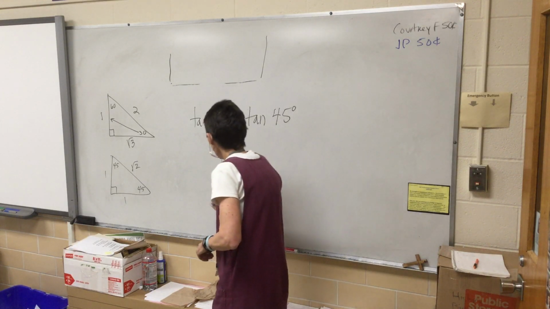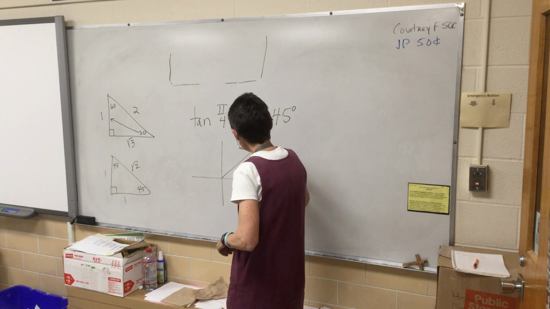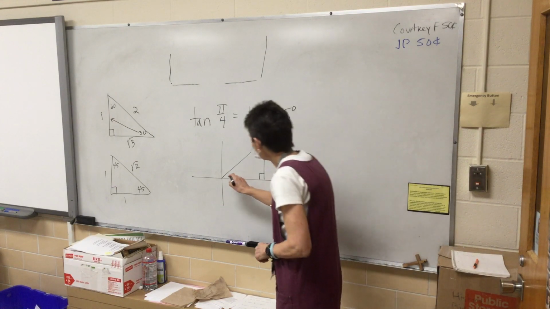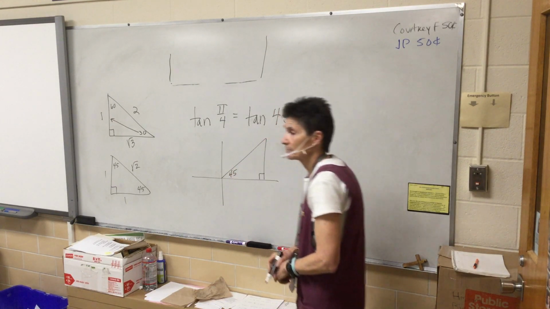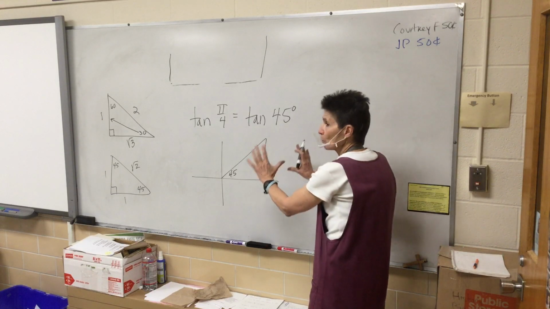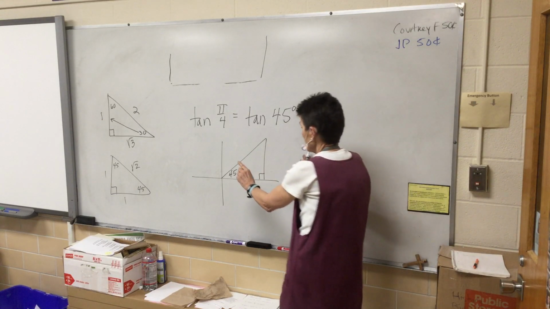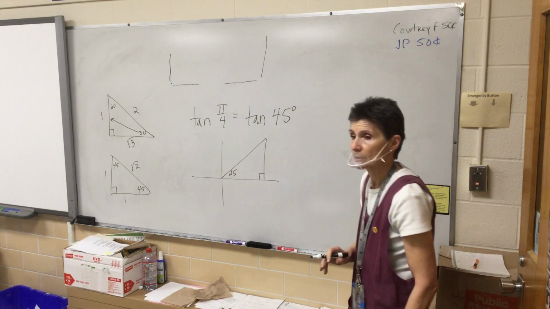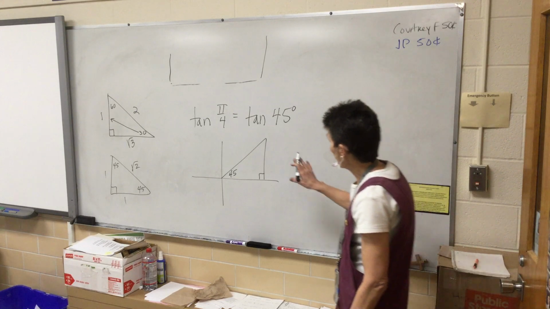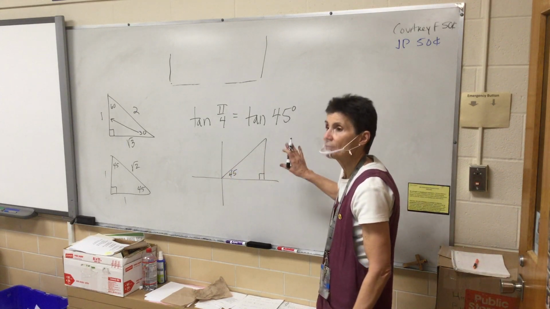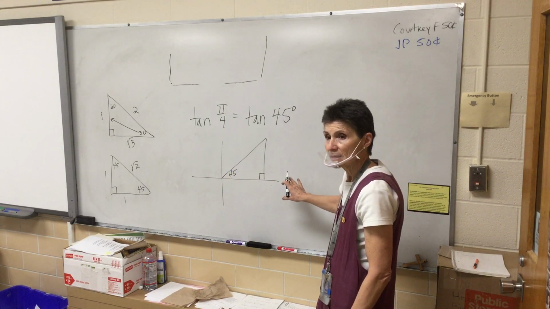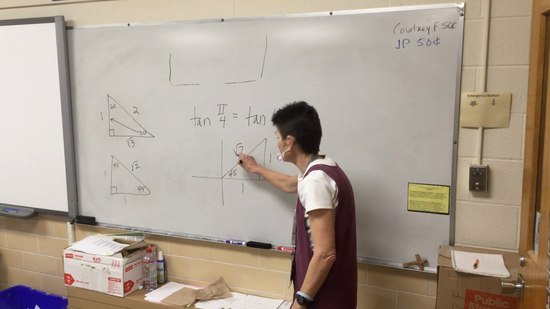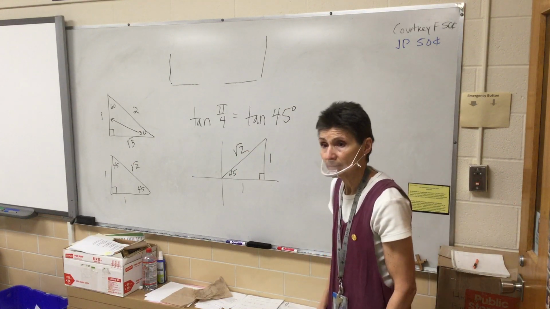Now, let's draw our picture. Same picture every time. My angle here is 45. So I'm drawing a right triangle, and the angle at the origin this time is 45. So what do I know about the sides? This is a 45, 45, 90. So the sides are 1, 1, root 2, right? Hypotenuse is root 2.